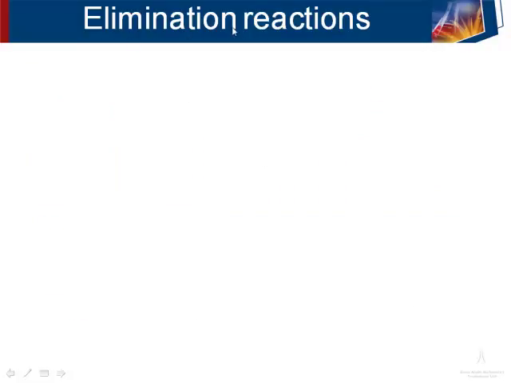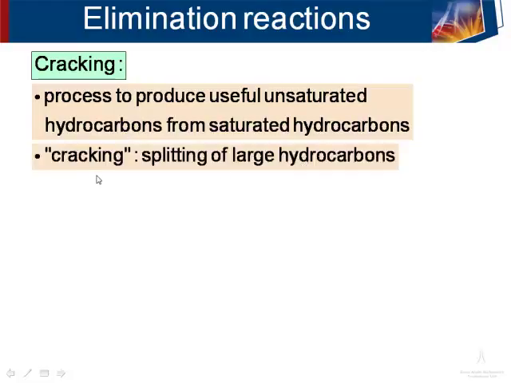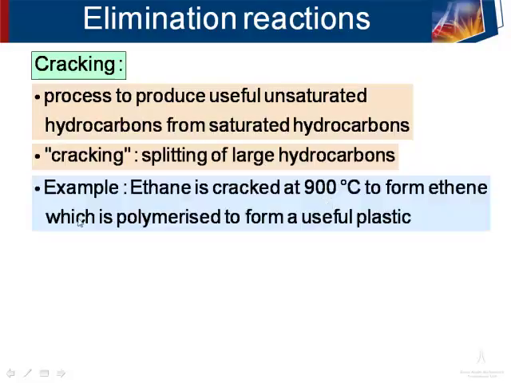The last type of elimination reaction that we're going to look at is cracking. This is a process to produce useful unsaturated hydrocarbons from saturated hydrocarbons. And cracking involves splitting of the large hydrocarbons. So an example of this is when ethane is cracked at a very high temperature, 900 degrees Celsius, to form ethene, and then ethene is then polymerized to form useful plastics.